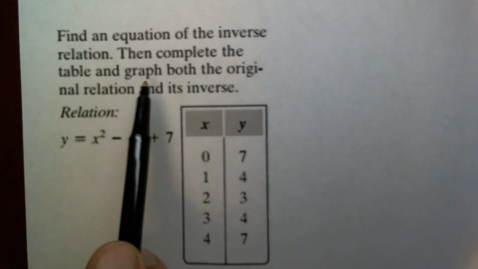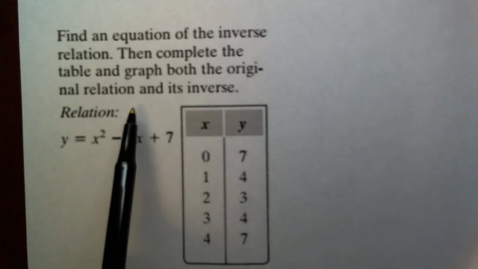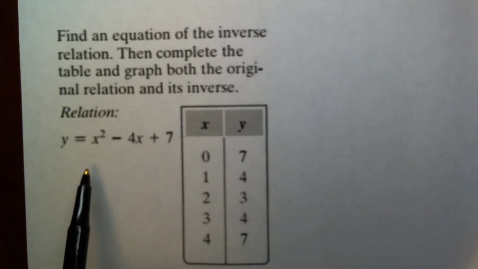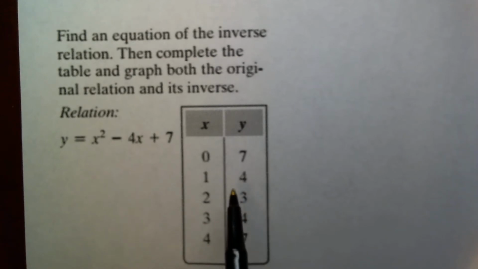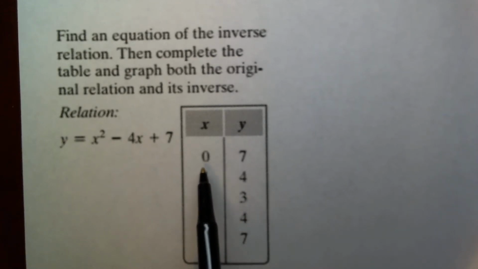The next exercise is very similar. Find an equation of the inverse relation, then complete the table and graph both the original relation and its inverse. So the original relation is y equals x squared minus 4x plus 7. So then the inverse is equal to x equals y squared minus 4y plus 7. So here we have the ordered pairs for the original relation: 0, 7, 1, 4, 2, 3, 3, 4, and 4, 7.